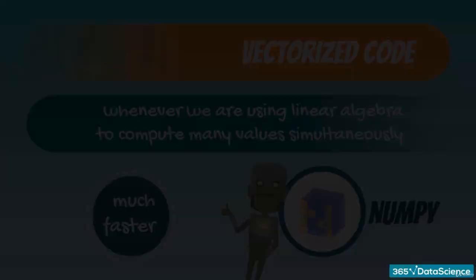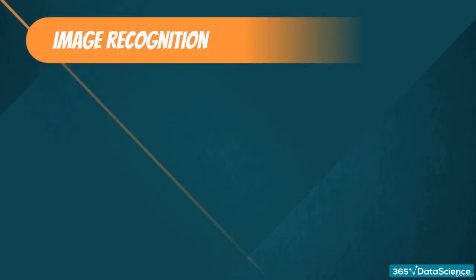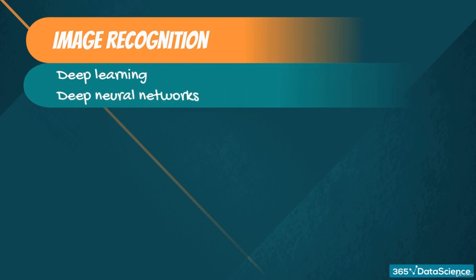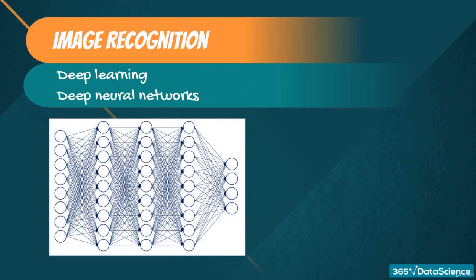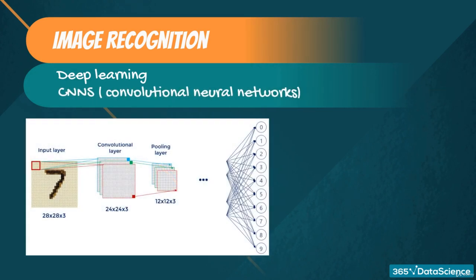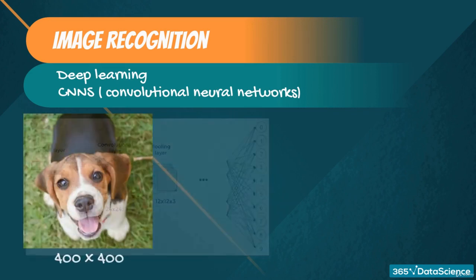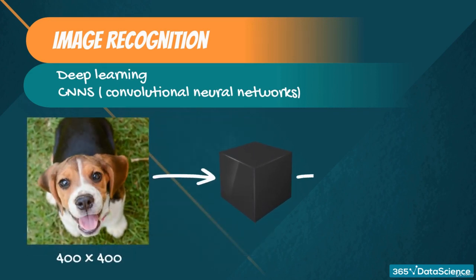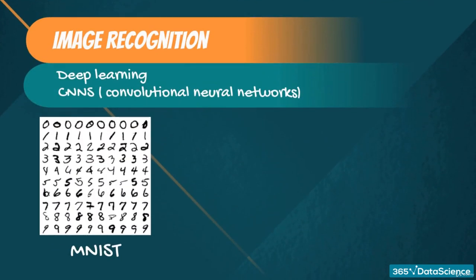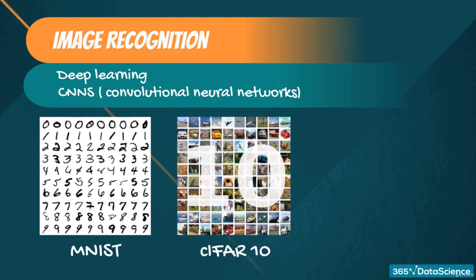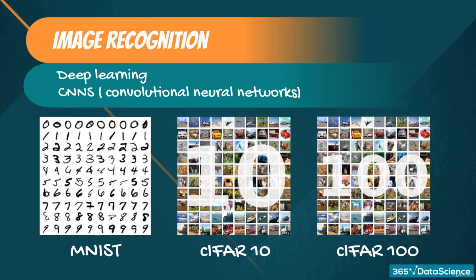Okay, what about image recognition? In the last few years, deep learning and deep neural networks in particular conquered image recognition. On the forefront are convolutional neural networks, or CNNs in short. What is the basic idea? You can take a photo, feed it to the algorithm, and classify it. Famous examples are the MNIST dataset, where the task is to classify handwritten digits; CIFAR 10, where the task is to classify animals and vehicles; and CIFAR 100, where you have 100 different classes of images.